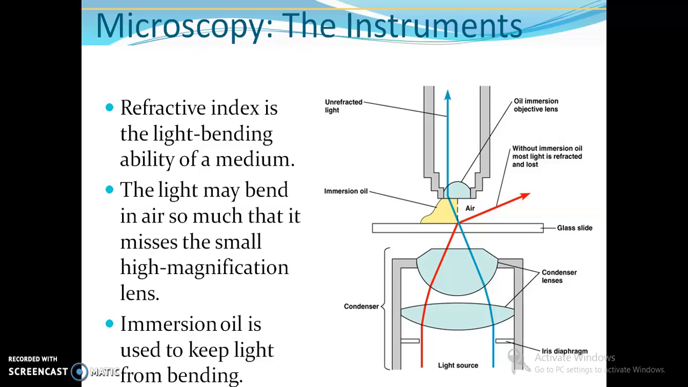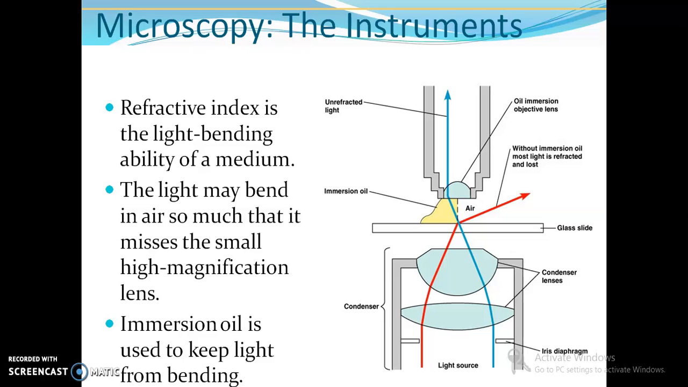Next, the important thing we consider whenever we are using the microscope is the refractive index. It is the light bending ability of a medium. In our compound microscope, whenever we are observing bacteria, most of the time we are using the oil immersion lens, that is the 100x lens. While using this lens, we have to take care that whatever object we observe should be clearly visible. It is visible because we are using the refractive index at its ideal point.